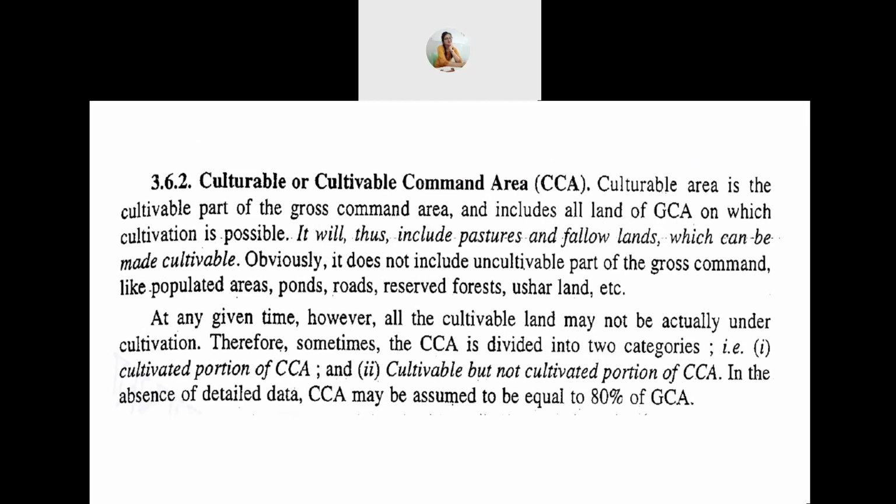In the absence of detailed data, CCA may be assumed to be equal to 80% of GCA. I repeat, in the absence of detailed data, CCA may be assumed to be equal to 80% of GCA.